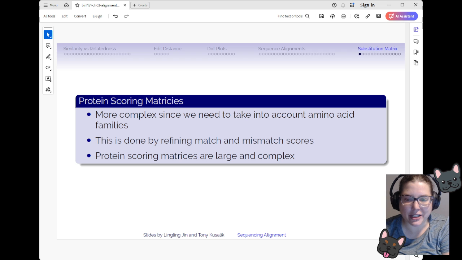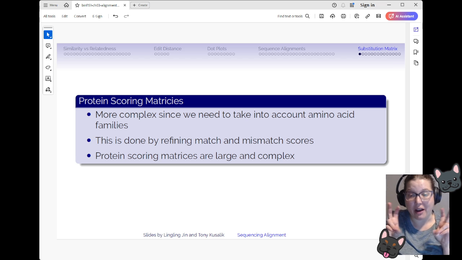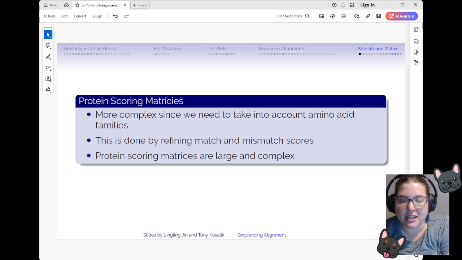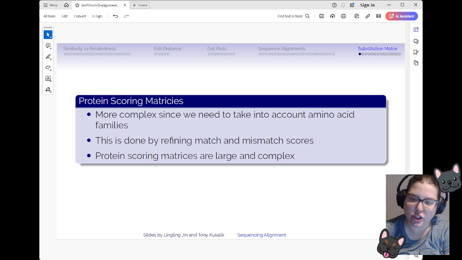If you remember back to your biochemistry classes, there are certain types of amino acids that can be grouped together in what we would call a family, and that's all related to their side chain properties. So we can have hydrophobic amino acids, we can have hydrophilic amino acids, we can have side chains that are charged, uncharged, we can have all sorts of different things associated with our amino acids.